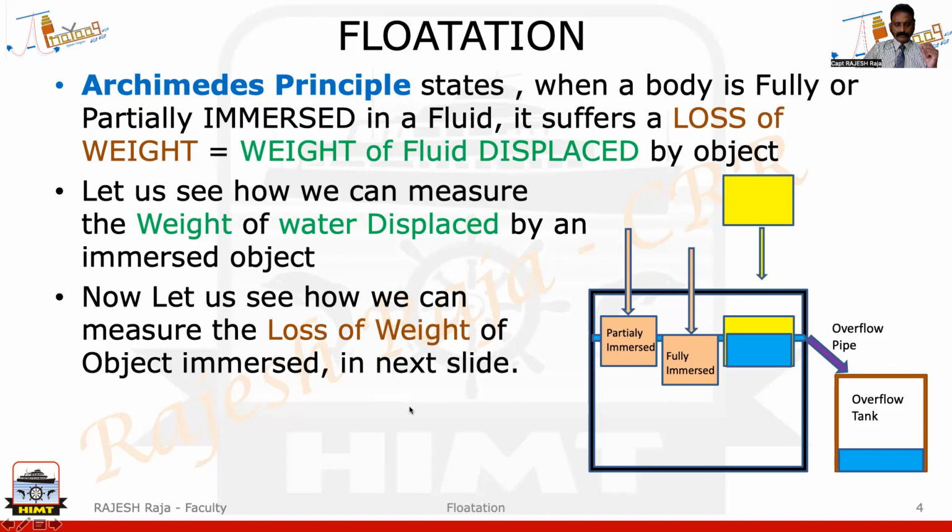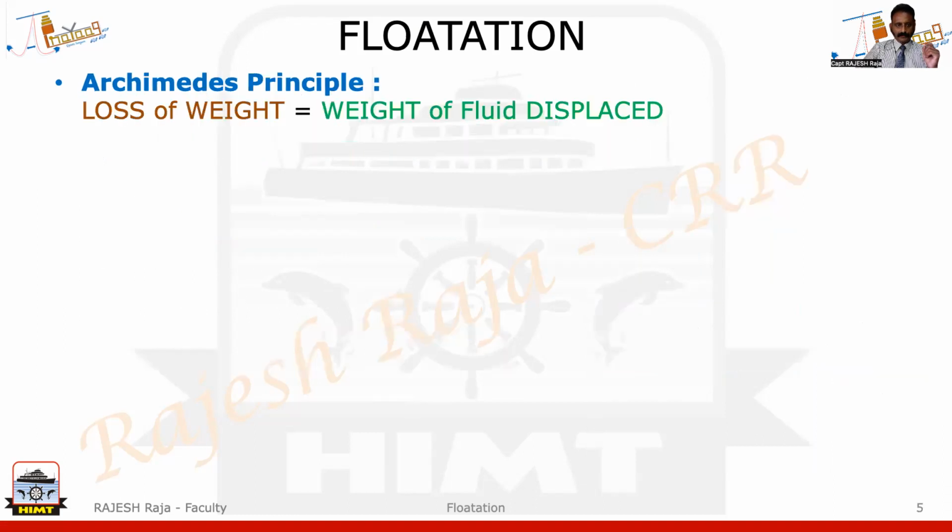Now I'm going to see the next part of Archimedes principle, which is called loss of weight. Let us see how we can measure the loss of weight. Right now I've shown you how you can measure the water displaced, and we can also weigh the water displaced. I can use any method like a weighing machine or sensors or whatever, it can tell me the weight. So let us look at loss of weight of the object. I'm going to show you the next diagram.